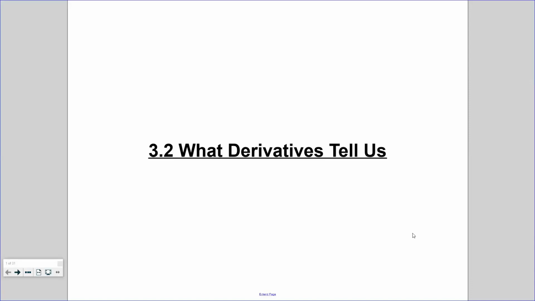So section 3.2 is what derivatives tell us. Well, sometimes they'll tell us jokes, sometimes they'll tell us scary stories, just depends what type of mood they're in. Sometimes they just won't stop talking. I mean, gosh, shut up, derivative. But every now and then they give us a good nugget of information.